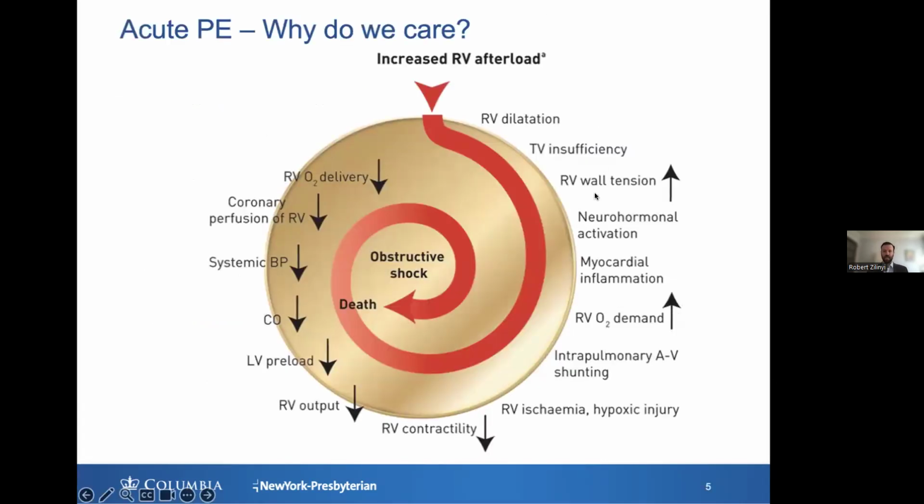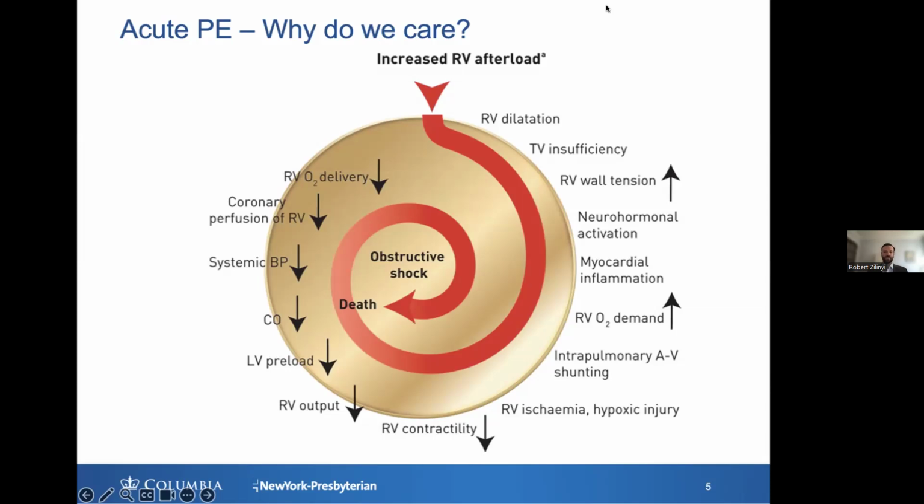So what's the danger in PE? This graphic here is what we call the RV spiral of death. And so when we have a pulmonary embolism, many people think that this is a problem with the pulmonary system, but it's really a cardiovascular problem. And so when the right ventricle sees an acute increase in RV afterload, this leads to RV dilation, tricuspid valve insufficiency, increase in the RV wall tension, which leads to neurohormonal activation, myocardial inflammation. These in turn increase the oxygen demand of the right ventricle.